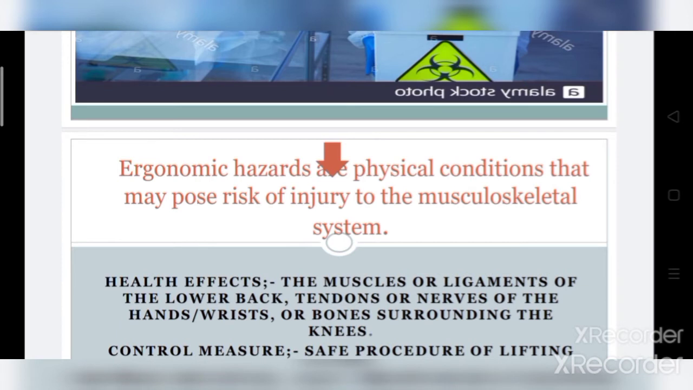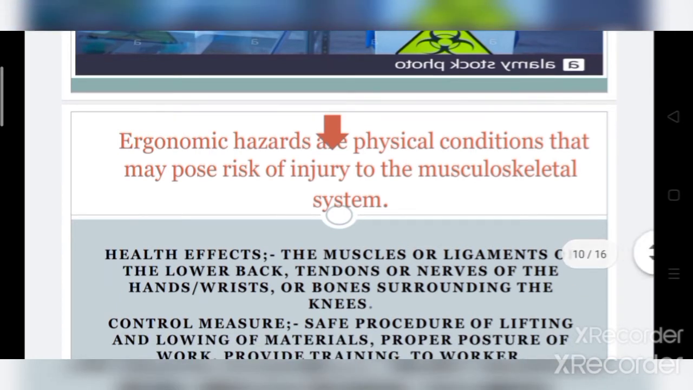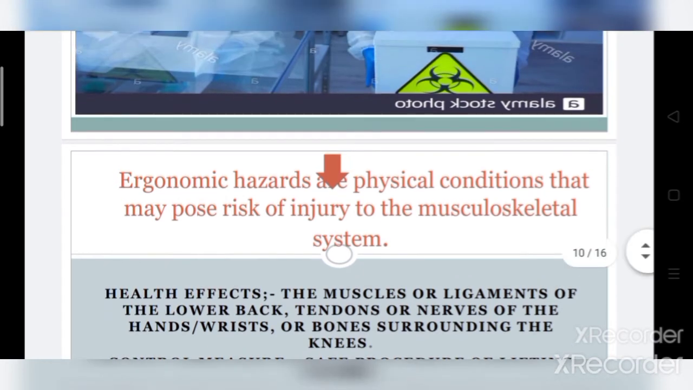Musculoskeletal system. When you work in a place that is hygienic, this place has no physical hazard. But when you work in a position that is not good, it affects us with musculoskeletal disorders, or affects the musculoskeletal system. So ergonomic hazards exist in all places. Ergonomic hazard: when you are sitting in a place that is not comfortable, this is called an ergonomic hazard. So it poses a risk of injury.